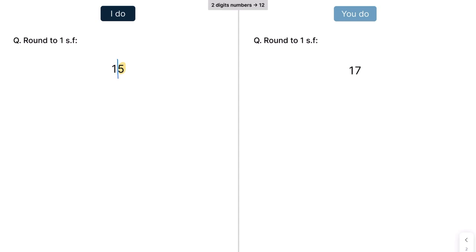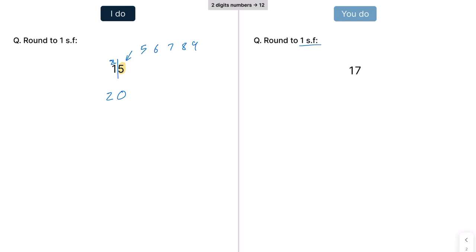So if the decider, which is that one there, is 5, 6, 7, 8, or 9, that means you round the number before the line up. So that means the 1 gets rounded to a 2. So the answer here is going to become 2, and everything after the line becomes a 0. There's a 0 there. So press pause and have a go at the example on the right.